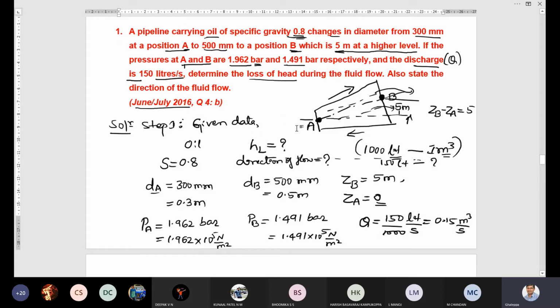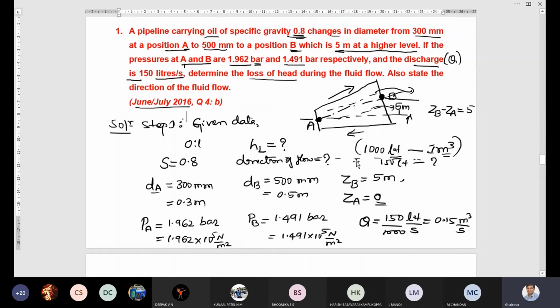Here, which is the high pressure end, whether point A or point B is high pressure, we need to identify. Pressure at point A, that is inlet, is given as 1.962 bar, and at point B it is 1.491. So which pressure is more? The pressure at A is more. So the fluid is flowing from A to B. Without doing any calculation also, you can say 100% it is flowing from A to B. Such tips you can use when solving GATE exams.